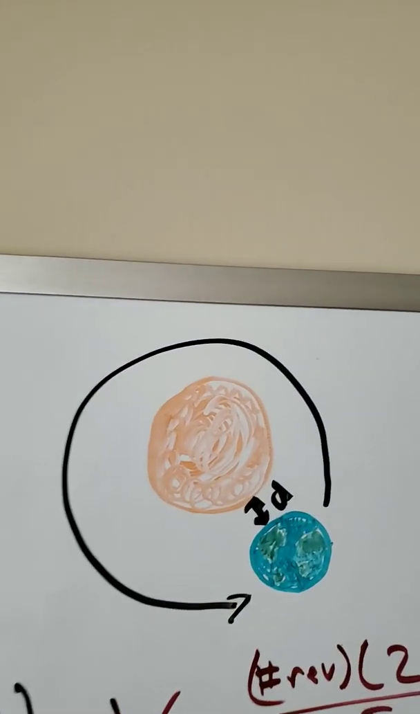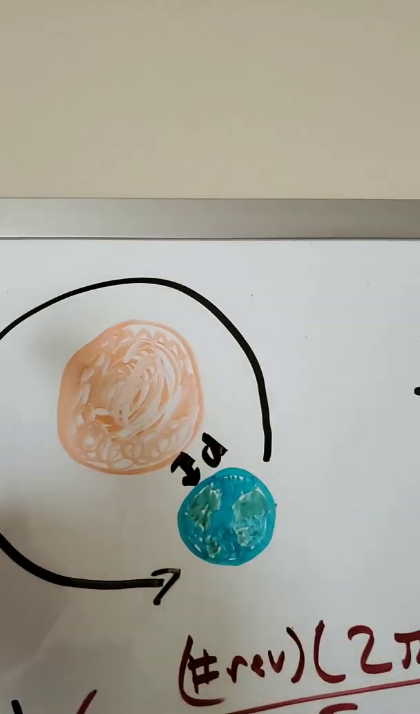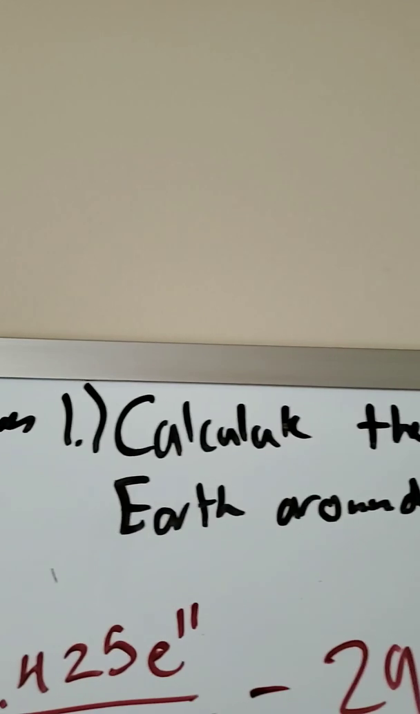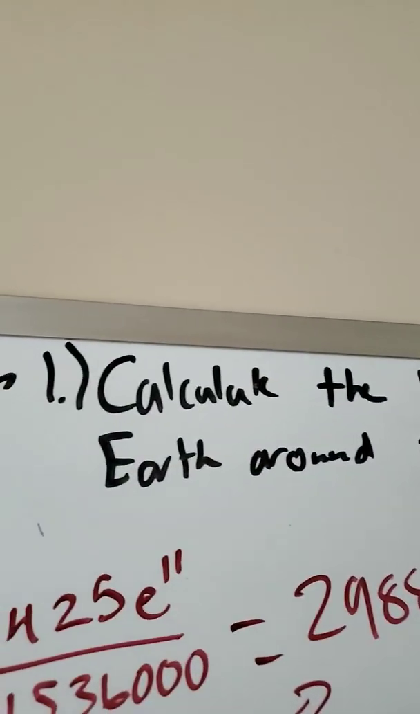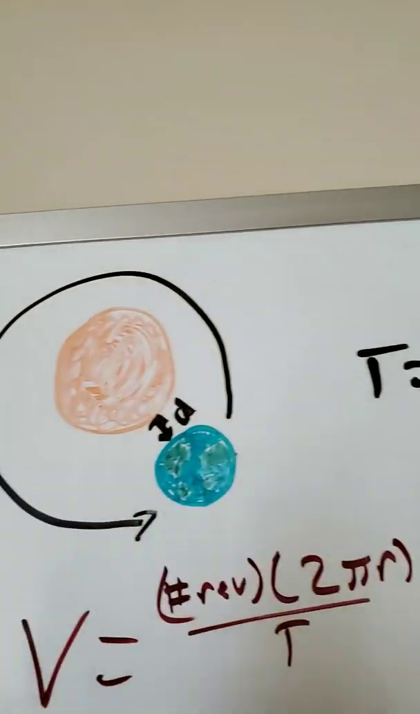All right, so first up, I have this nice little pretty picture here. This is the sun, and this is the Earth rotating about it. So the first question that I'm going to be solving is calculate the velocity of the Earth around the sun. This will deal with circular motion since it is in orbit.